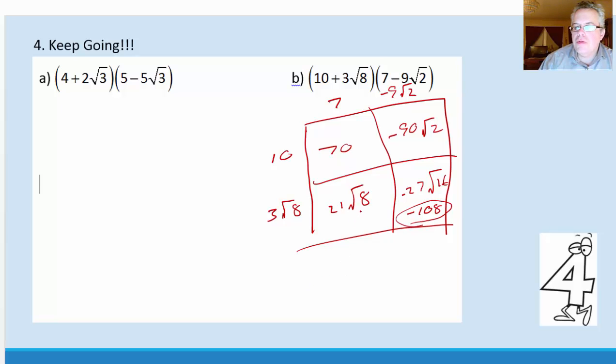How about this one? Square root of 8 there can be simplified. This is equal to 21 times square root of 4 times square root of 2. That's 2 times 21, which is 42 square root of 2. Okay, let's put together what we have. We have 70 and minus 108. So this was really kind of complicated. This is negative 38. We have negative 90 square root of 2 plus a positive 42 square root of 2. I think that's minus 48 square root of 2.